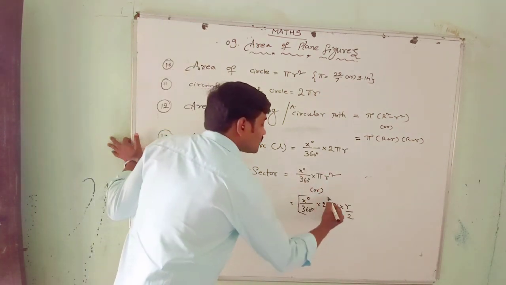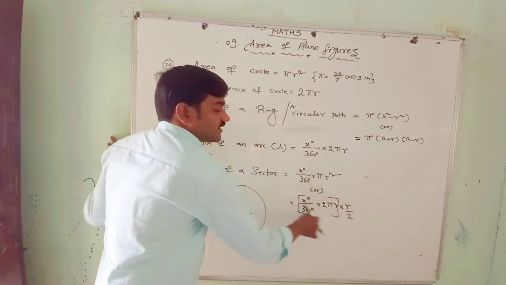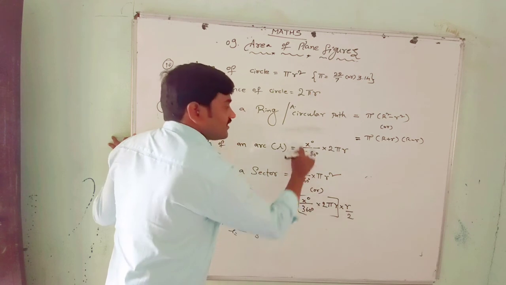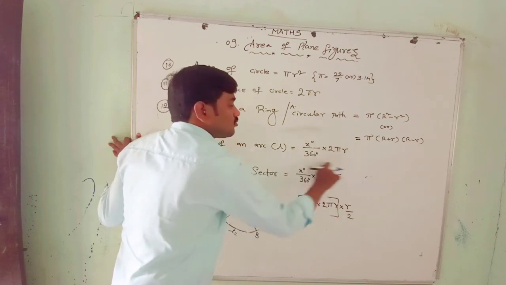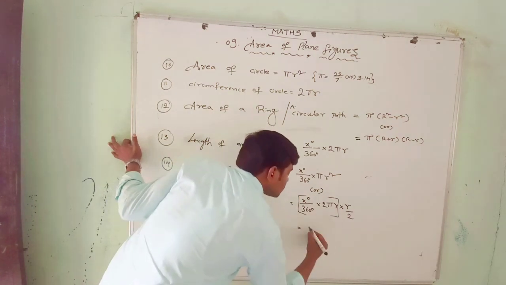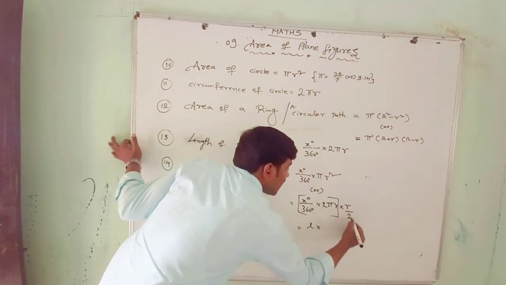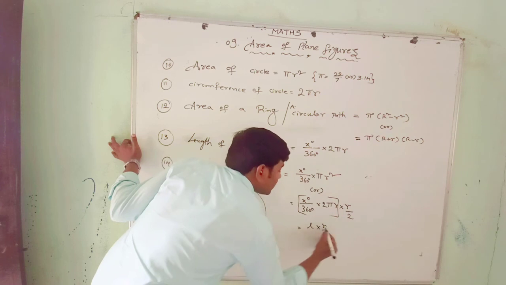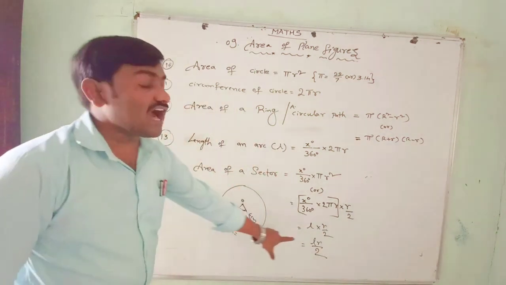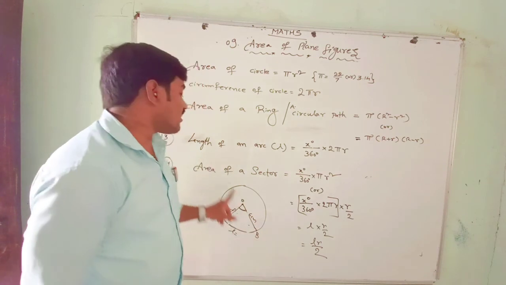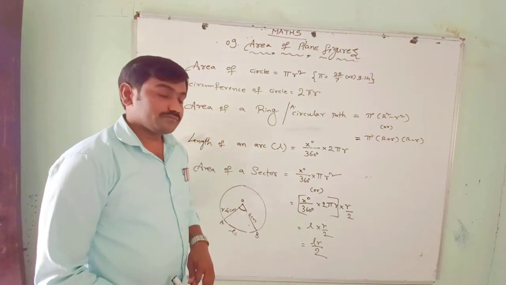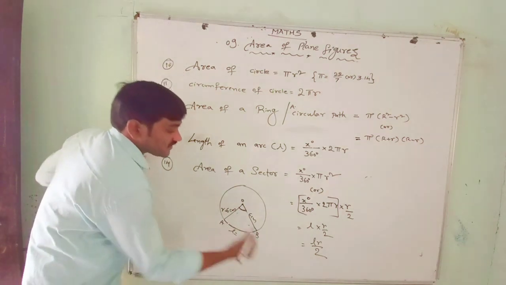But if you observe this part, x degrees by 360 degrees into 2 pi r is equal to the length of an arc. So this value is equal to L into r by 2, nothing but LR by 2. Here, LR by 2 is also a formula to find the area of a sector.